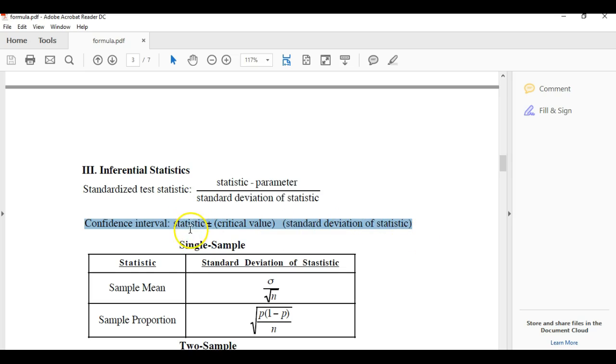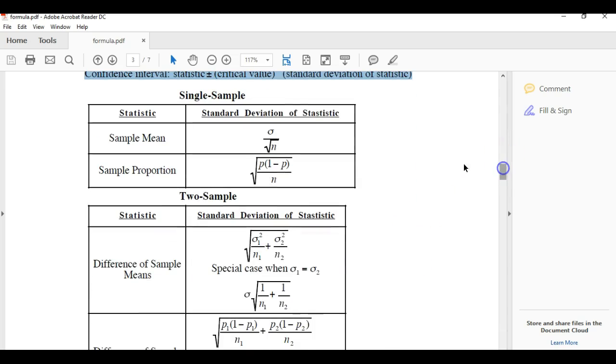I have my statistic. That's going to be either my x bar, my p hat, or my p hat of 1 minus my p hat of 2, or my x bar of 1 minus my x bar of 2, and then finally my slope. Plus or minus my critical value, my t star or my z star, times the standard deviation of the statistic, whatever you have right there. And when I say right there, I mean right here.